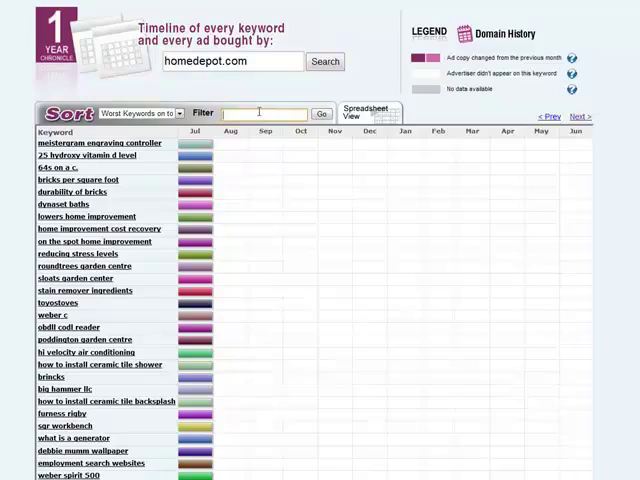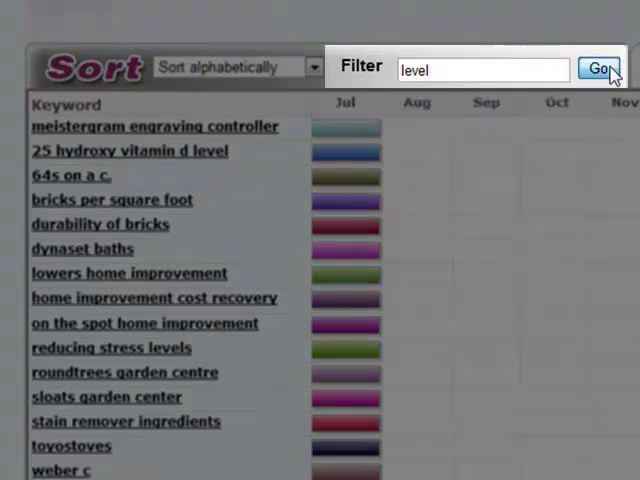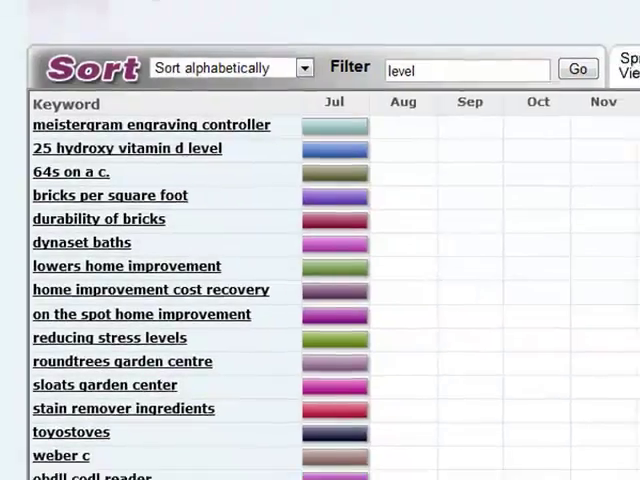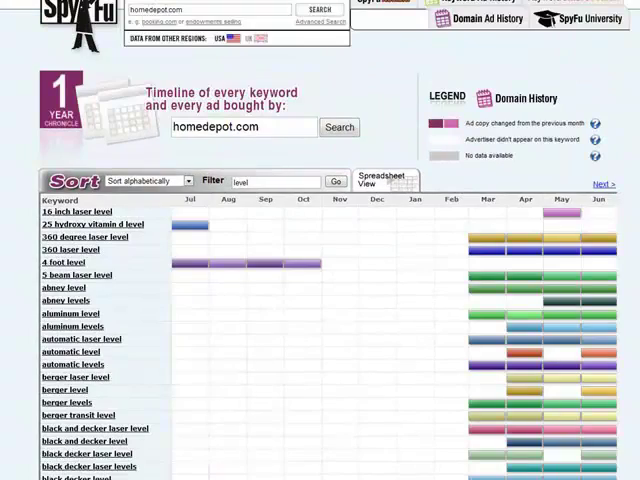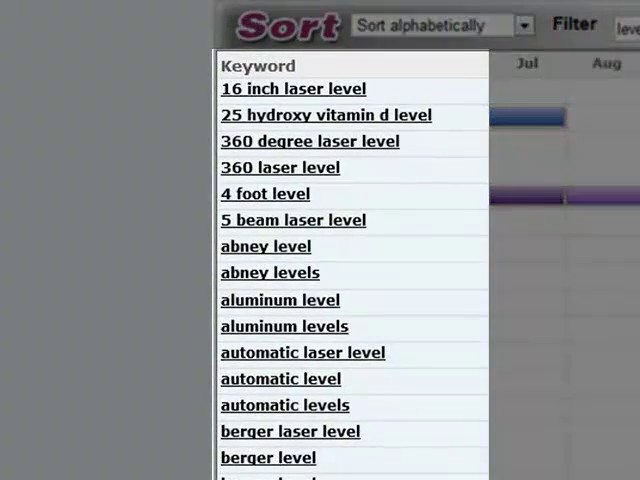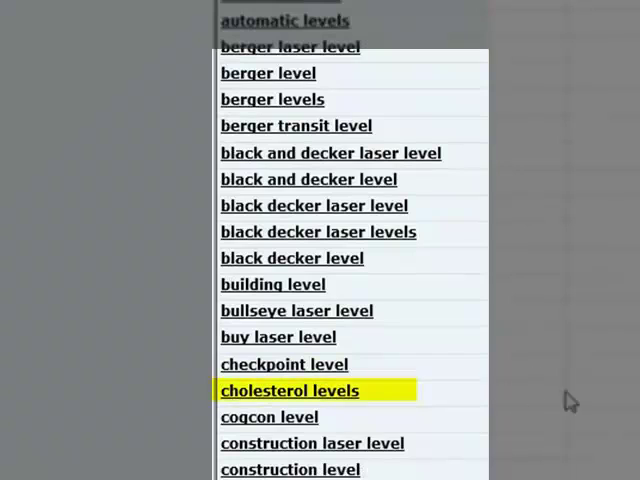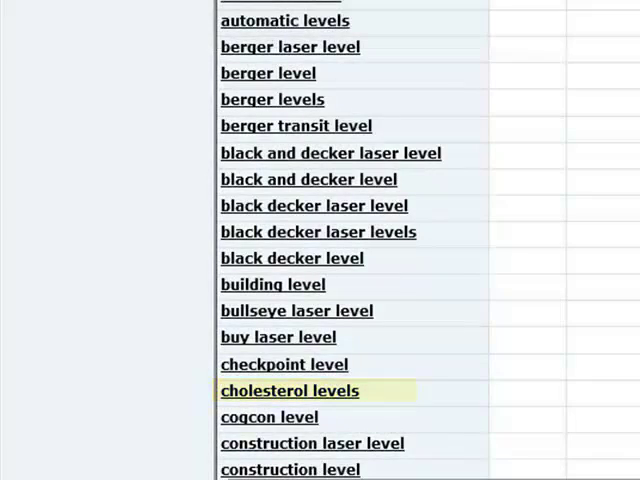By the way, you can also search the keywords here. So, as an example, we can see that one of the worst keywords Home Depot bought was 25-hydroxy vitamin D level, which is one of those unfortunate broad matches I was talking about. I'm sure they are trying to advertise on the keyword level. So using this search feature, we can quickly check to see if there are any negative matches that they should be using.